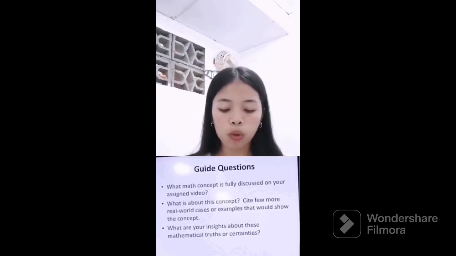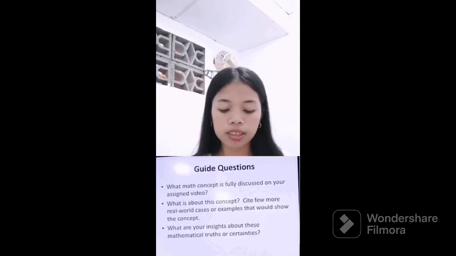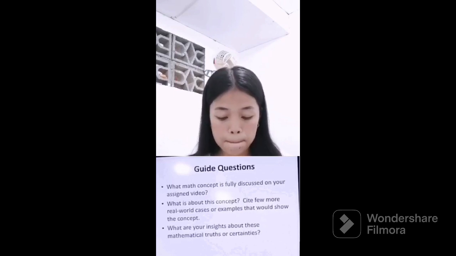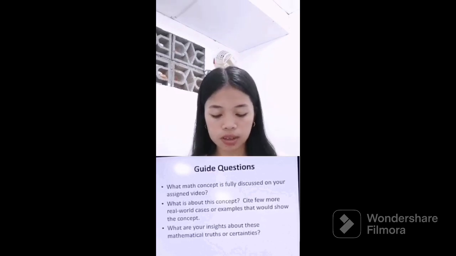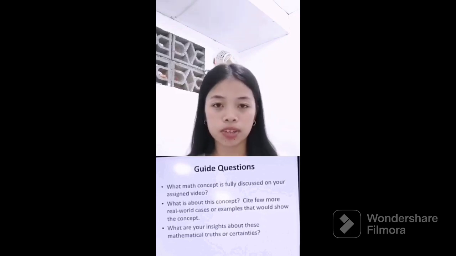Number 3. What are your insights about these mathematical truths and certainties? Certainties will always fall short of truths. In fact, legends since ancient times have shown much in even the simplest things. Mathematics cannot be a card in the real of the proof. It is the basics of the fundamental scientific concepts of the universe.